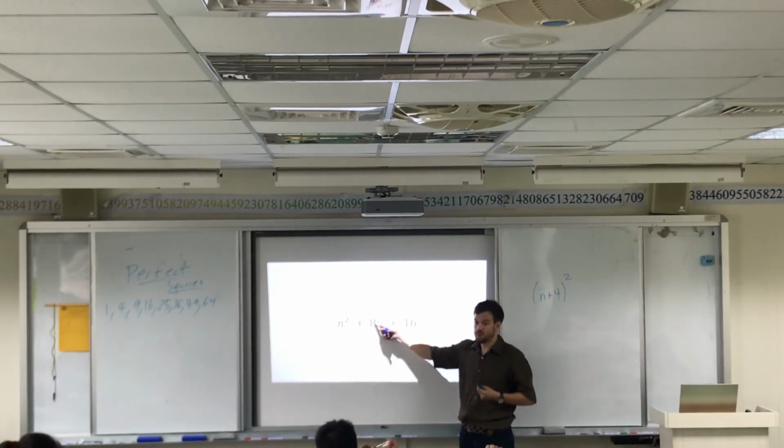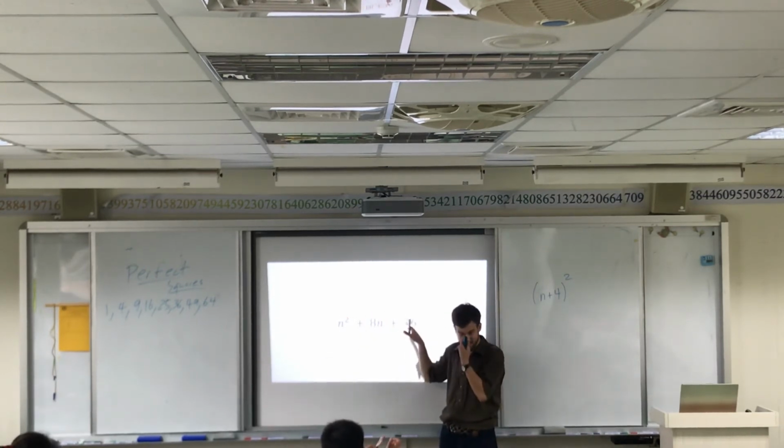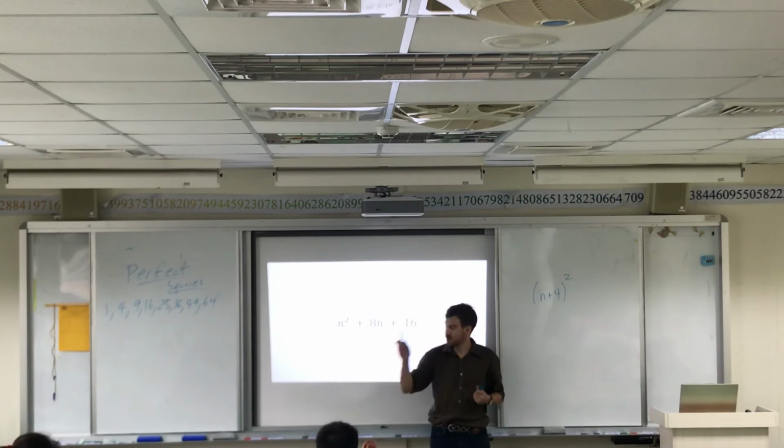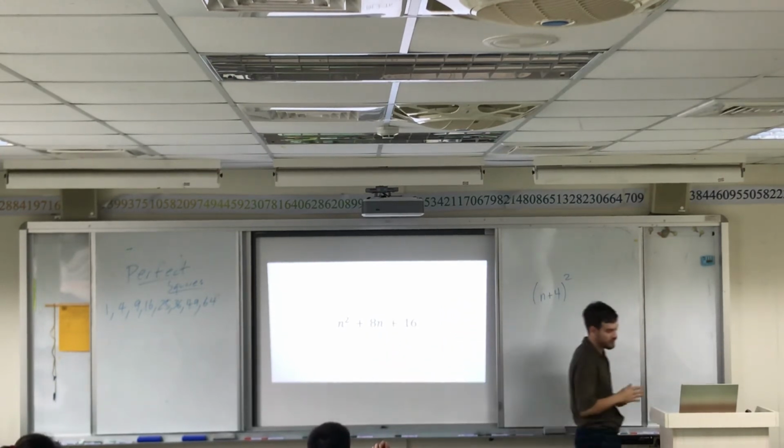Don't take something out of this, because you have to take it out of all three terms if you want to do it that way. So in this case, we notice that 4 times 4 is 16, and 4 times 2 is 8. So it works.